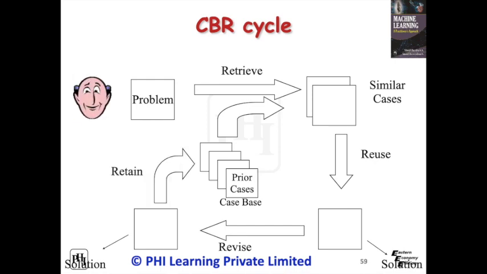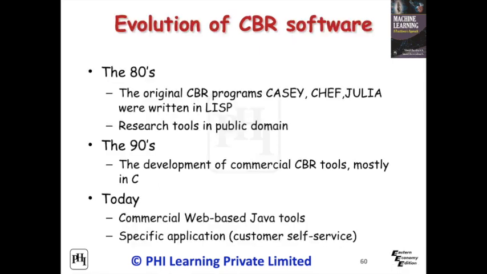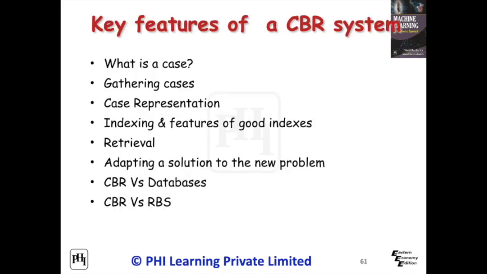Retaining is the process of storing or incorporating valuable knowledge that we have framed for future reuse. This is the final step in the CBR cycle. It can be considered as the feedback session where the system stores data according to the degree of success. The evolution of CBR is discussed here. These are the key features of the CBR system.